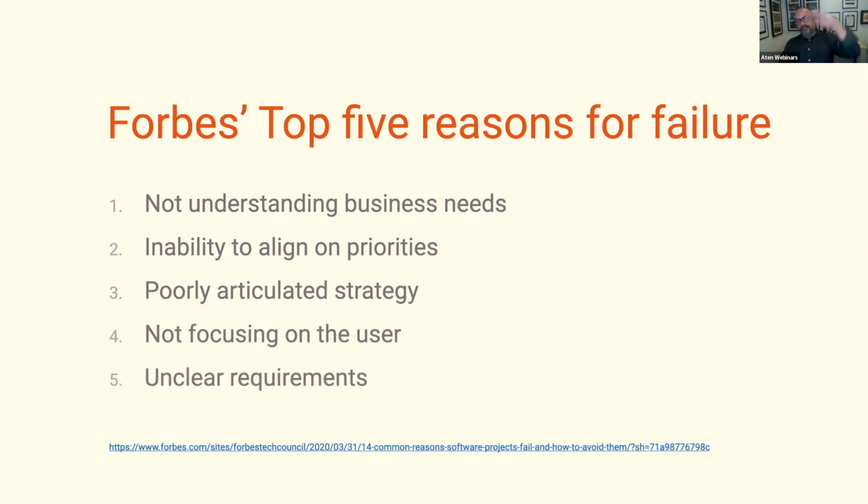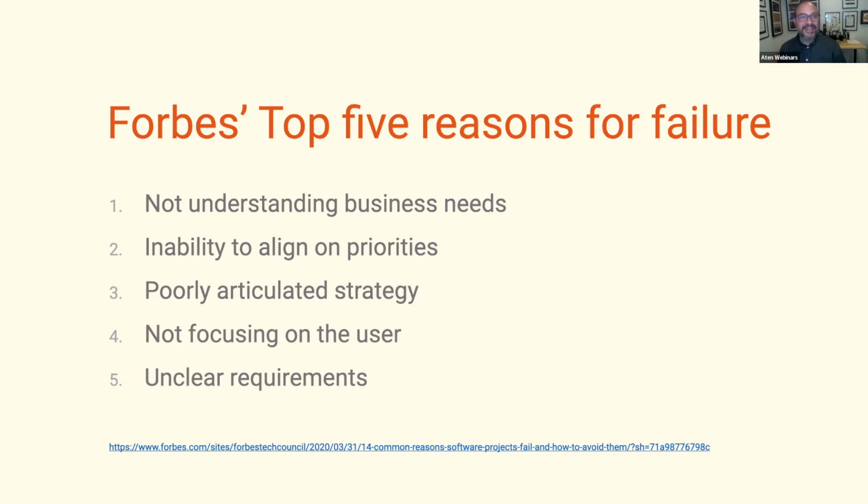You read this list from the bottom up. It looks like the 5 whys analysis of a project. So we had unclear requirements because we didn't focus on the user. We didn't focus on the user because we didn't have a strategy. We didn't have a strategy because we didn't align on priorities, and we couldn't align on priorities because we didn't understand the value of this project.